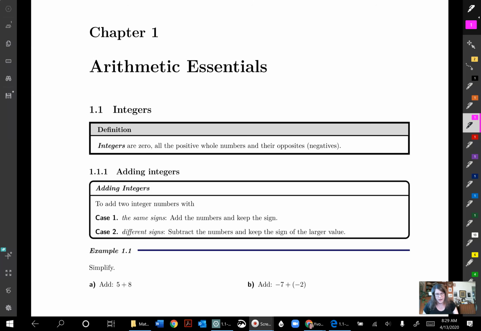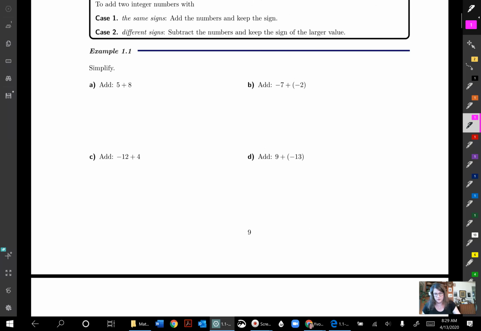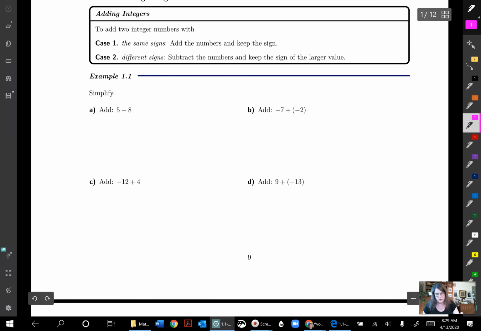So the first one, adding integers, this should be from Math 92, but you may be rusty. So I want to make sure we just go through it really quickly. Obviously, this adding is just 5 plus 8 would be 13. But here we have some integers that are negative numbers. So we have -7 plus -2. So we're just going to add the digits and take the sign. So that would be -9.